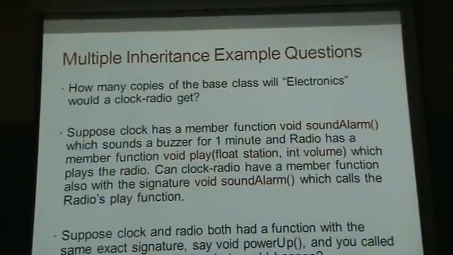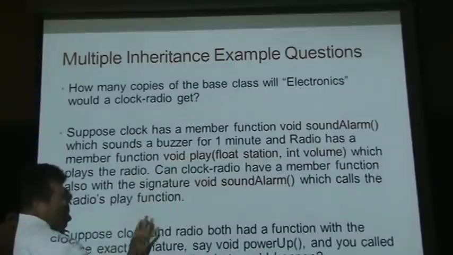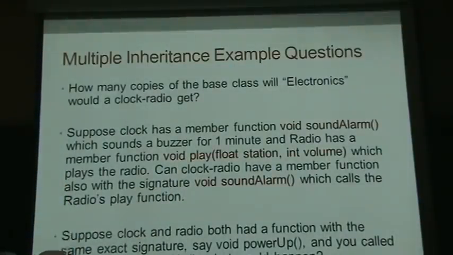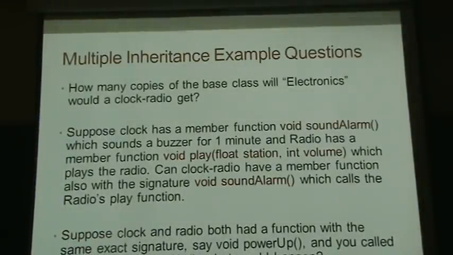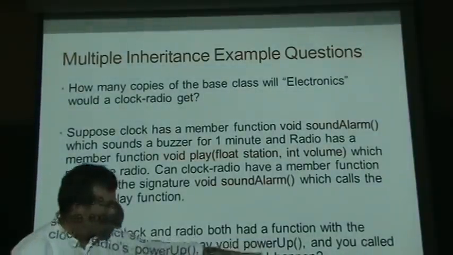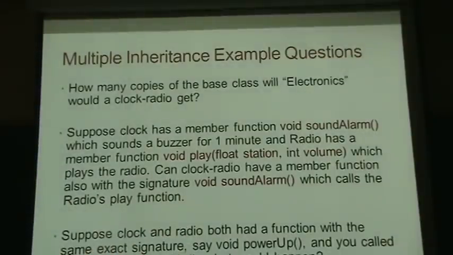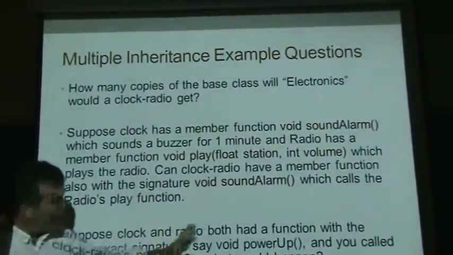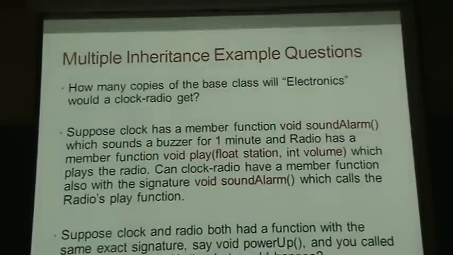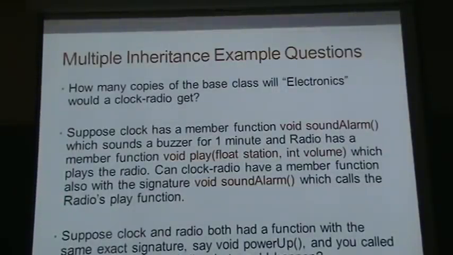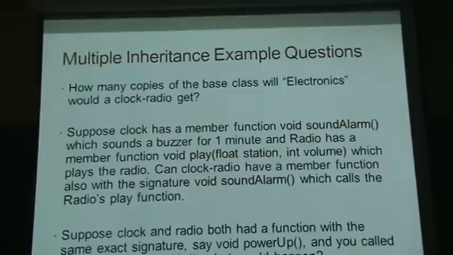The third question is where we'd hit this one. We still haven't fully answered this one, but let's look at this one. Suppose the clock and the radio both had a method with the same exact signature called PowerUp. Like it's a method that every time you plug a clock into the wall, it sets the time to 12 a.m. And the radio has a method called PowerUp. Like if you plug it in, it sets the radio station to some default station and a default volume.